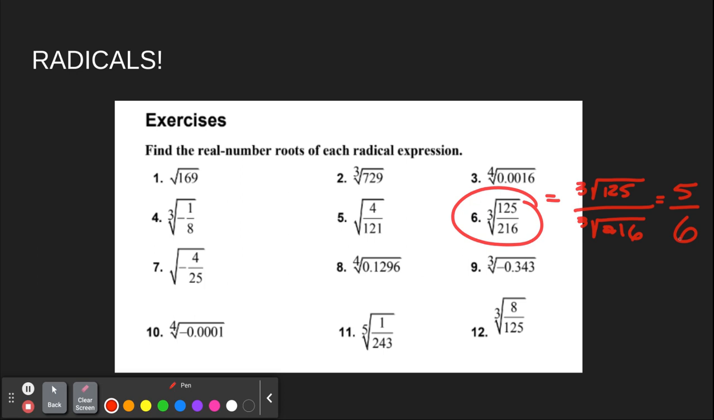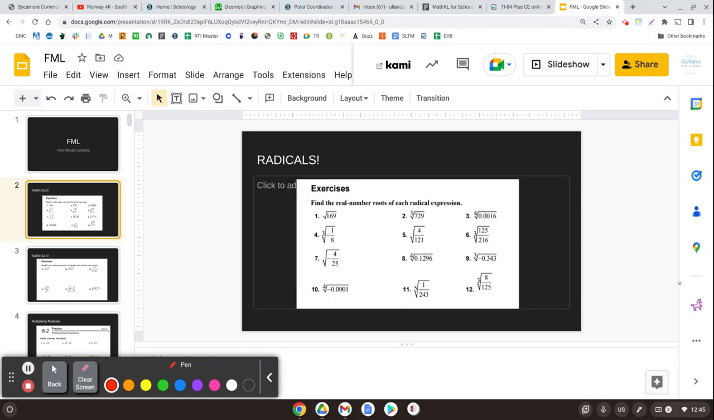What's another one of these I can do for you? I heard a 9, and I'll also do an 11. All right, now if I go to number 9, I don't know what the cube root of 343 is. I'm thinking it ends in a 3, but it's not 13. So I'm just going to go straight to the calculator and show you how to put this in. Okay. Cube root of negative 0.343.